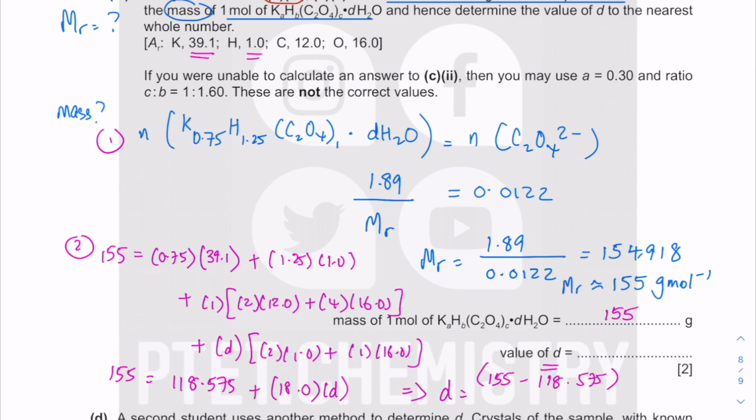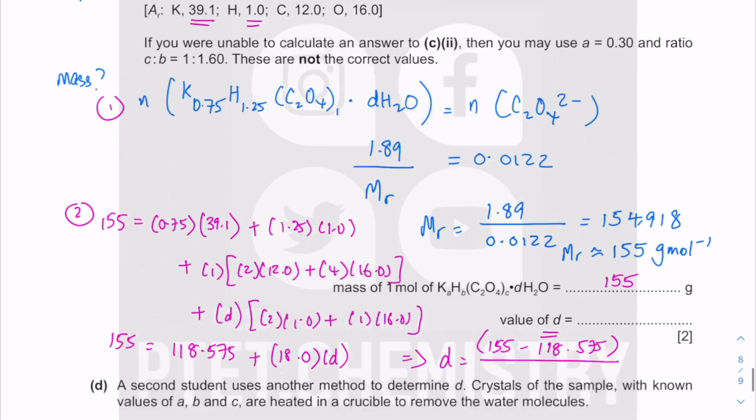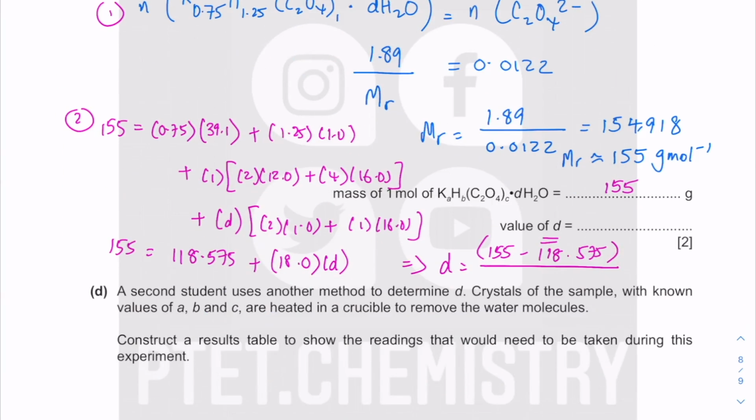Make sure you do this in a bracket. If you are very careless and you forget the bracket, you'll be doing this divided by 18, and that will give you a wrong answer for D, which is a very big number. So do those things in a bracket because this is your primary school mathematics. Do things in fraction and do things in bracket first.